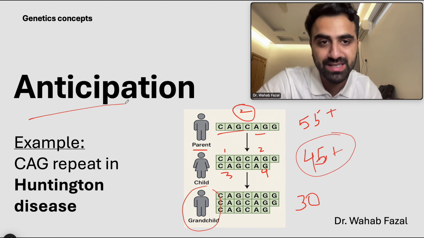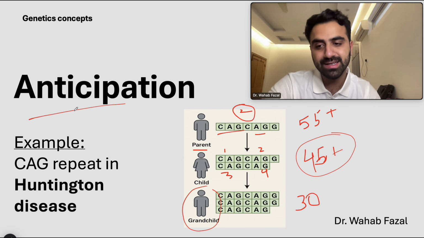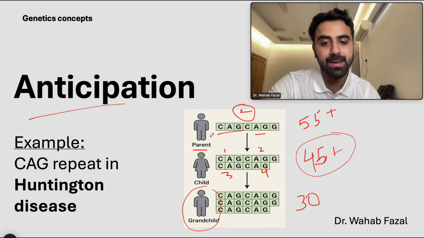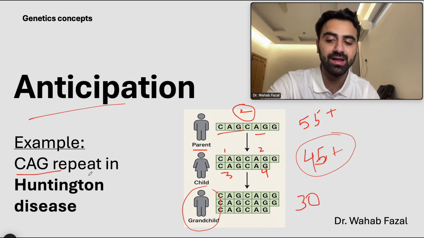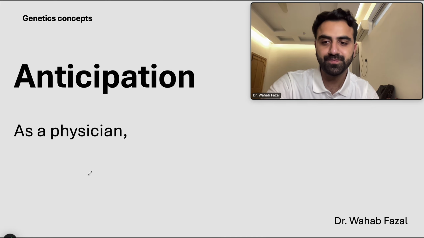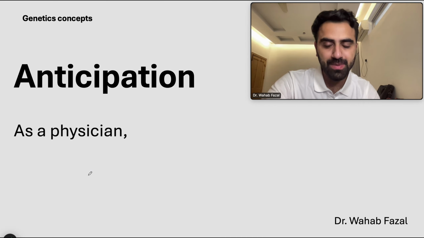What are examples of this? Usually the trinucleotide diseases, particularly, like this example is particular for Huntington's disease, in which we have CAG repeats. Then how do you remember it?